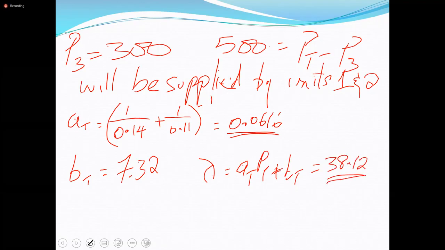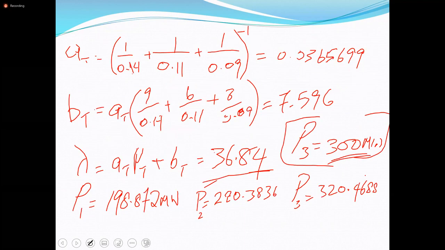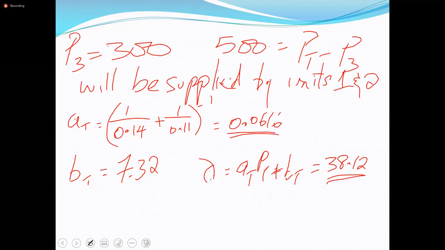Now, I want you to take note of something. When you contemplated unit 3 being a part of the supply, the cost was $36.84. What that is telling you is that because you included that efficient unit, the cost was lower than when we are just using the other two, which are less efficient. So you see the cost going up. I just wanted to make a note of that. So we now know we have 38.12. Thank you, Mr. Krasdale.